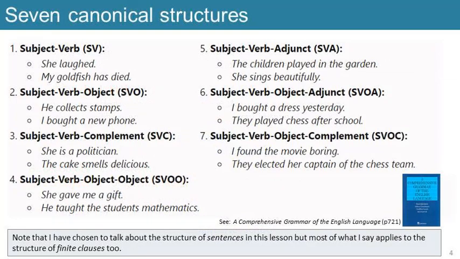Okay, in order to analyse exceptions to the default order of constituents, it's important to remind ourselves of what those default orders are. This was the topic of the previous lesson. Here are the 7 canonical declarative sentence orders as listed by grammarians. You will note that each of the 7 structures starts with subject-verb, SV.